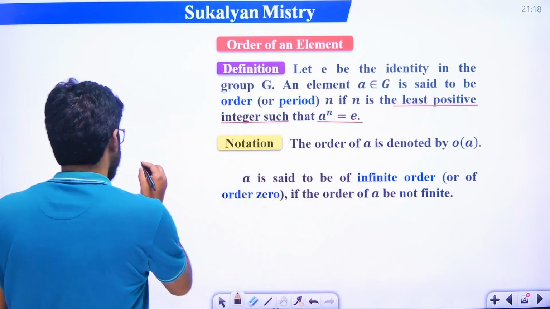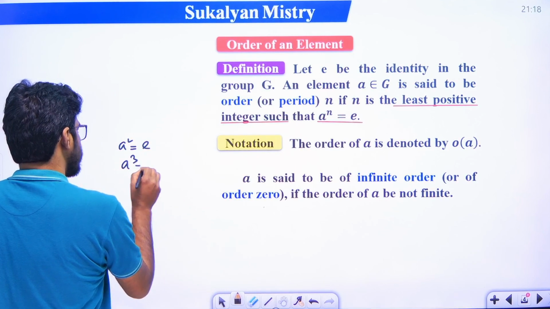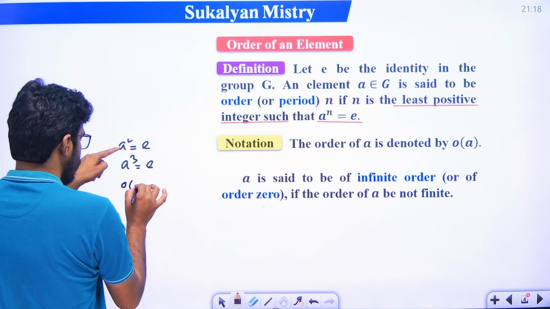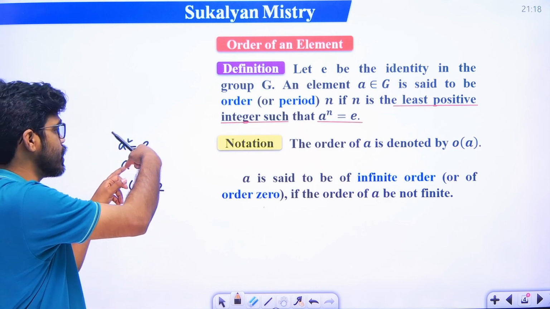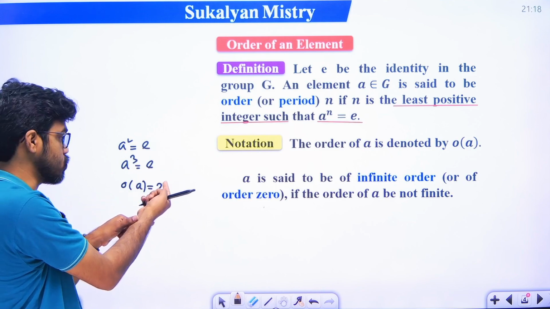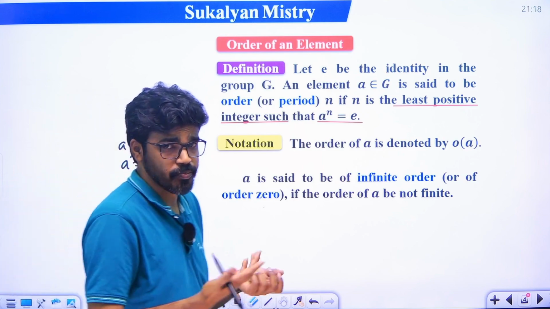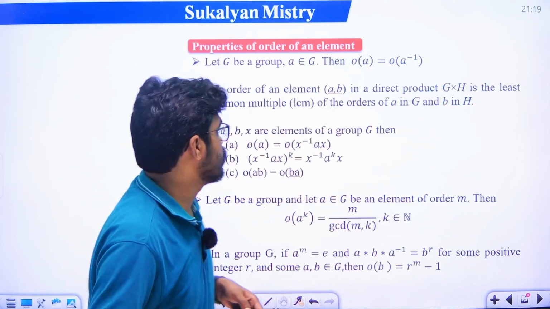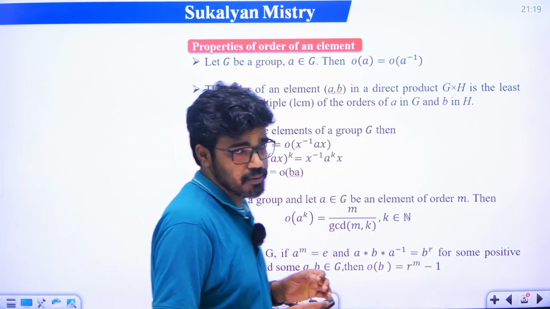That means suppose a square is equal to e, suppose we get a square is equal to e as well as a cube is equal to e. We take the least positive integer, that is order of A will be 2, ঠিক আছে? তুমি একে 2 টাইমস মাল্টিপ্লাই করে আইডেন্টি এলিমেন্ট পাচ্ছ, আবার একে 3 টাইমস মাল্টিপ্লাই করে তুমি আইডেন্টি এলিমেন্ট পাচ্ছ। সো হোয়াট ইজ দ্য লিস্ট? লিস্ট উইল বি 2, মিনিমাম 2 টাইমস মাল্টিপ্লাই করলে আমি আইডেন্টি এলিমেন্ট পেয়ে যাব। সো অর্ডার অফ এ উইল বি 2, ঠিক আছে? We know this definition, right? So these are the basic properties of order of an element.